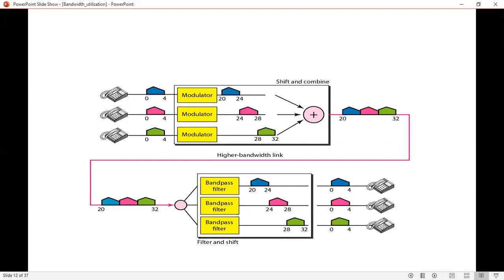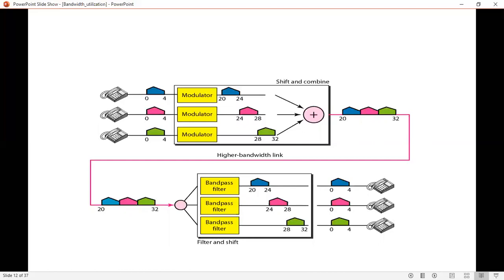You have the modulator which modulates the signals into the frequency band 20 to 24 for the first signal, 24 to 28 for the second one, and 28 to 32 kilohertz for the third. Then they are combined together, that is multiplexing, and sent through the high bandwidth link, where the bandwidth occupied is between 20 to 32 kilohertz.